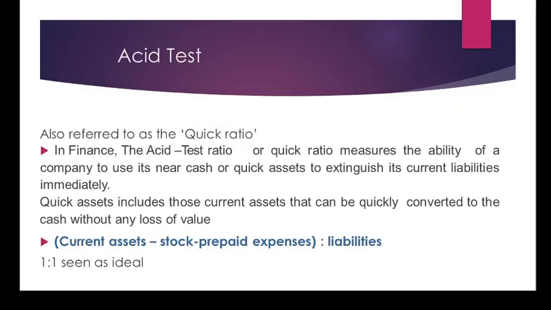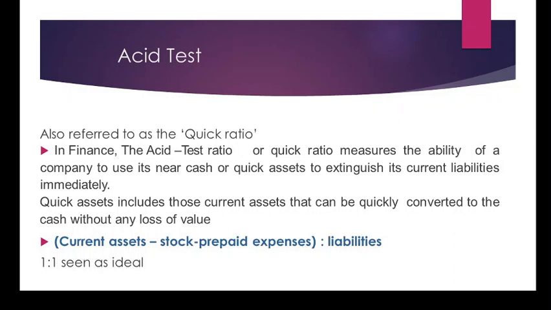Let us discuss the second type of liquidity ratio, that is acid test ratio, also called quick ratio or liquid ratio. It measures the ability of the company to use its near cash or quick assets to extinguish its current liabilities immediately. Quick assets include those current assets which can be quickly converted to cash without any loss of value.